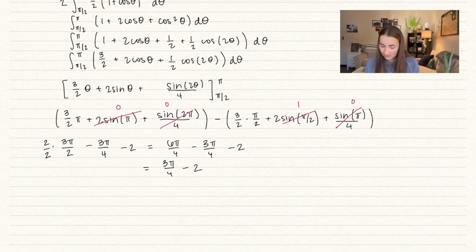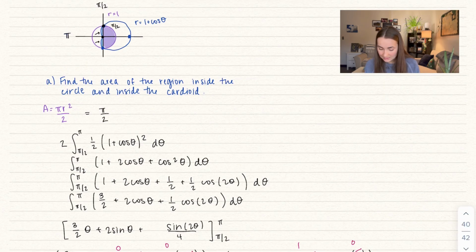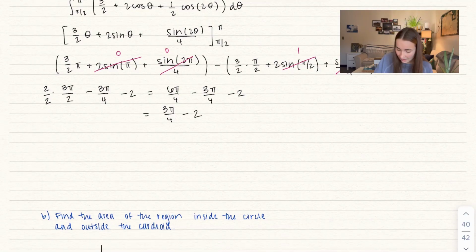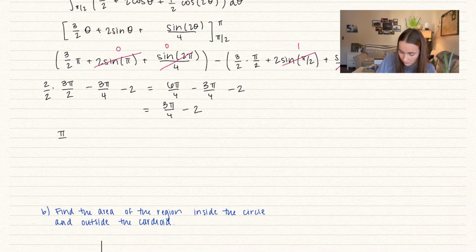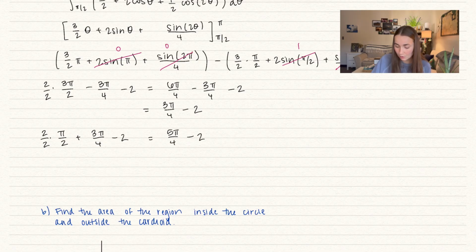So our final step is to add these two areas together. We add the area of the half circle, which is pi over 2, plus the piece that we have over here, 3 pi over 4 minus 2. We can combine like terms, right? Just multiply that by 2 over 2. We end up getting 2 pi plus 3 pi, that's 5 pi over 4 minus 2. And that right there is going to be our answer.